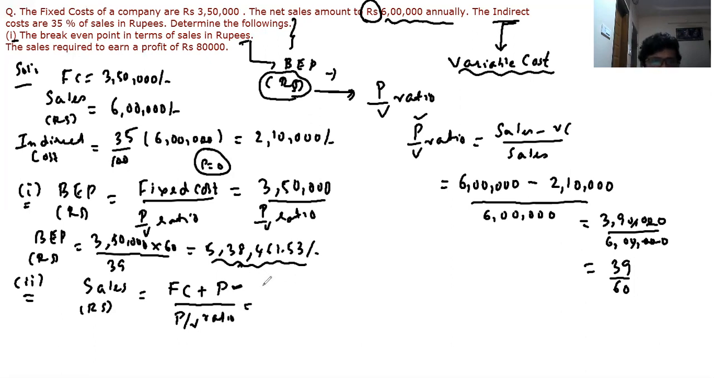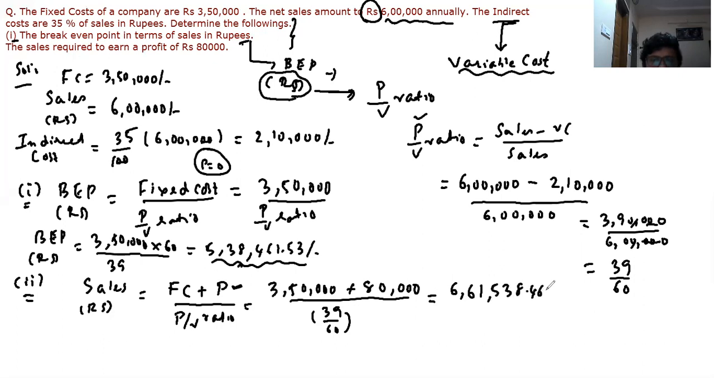So the fixed cost is given as 3,50,000 plus the profit which the company wants to get, 80,000. The P by V ratio which we obtained is 39/60. So if we simplify this, we'll be getting the sales in terms of rupees as 6,61,538.46 rupees. So the second problem is a simple problem. It's a direct application of the formula of break-even point in terms of rupees.